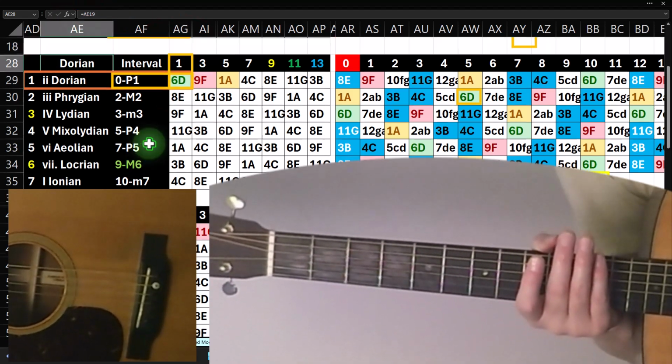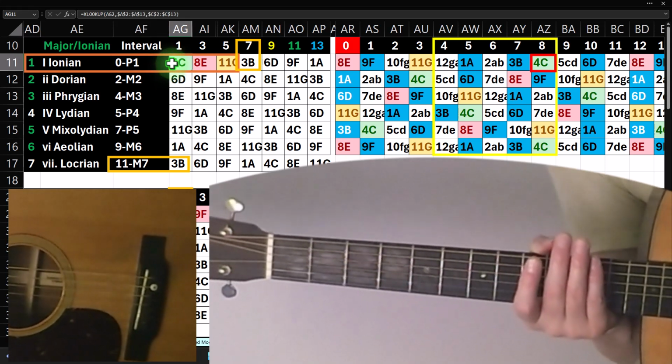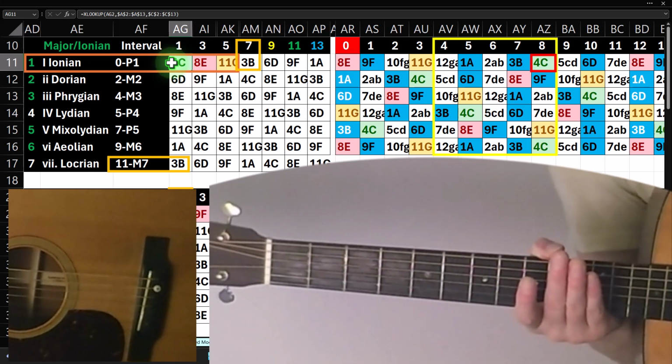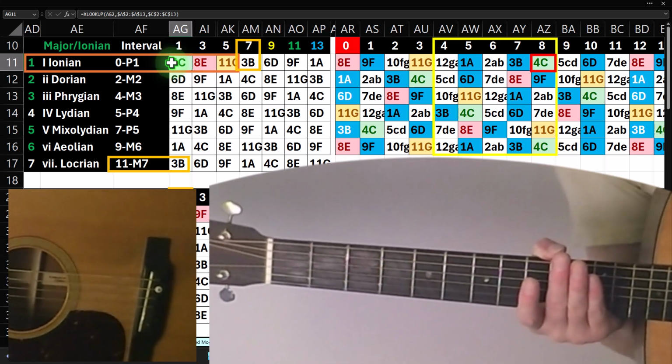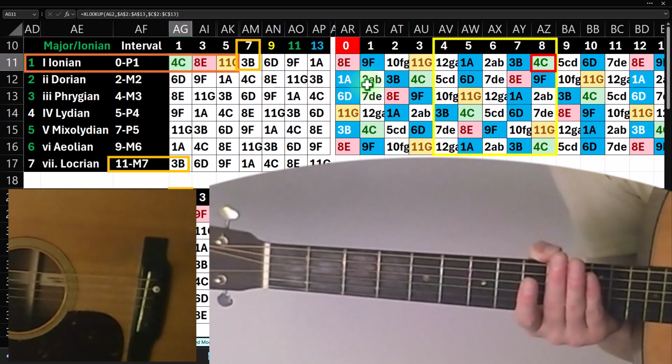Now, last time we looked at our C major. When we're thinking about the D Dorian, we have the same notes. It's the same shapes. However, we're looking at it from the perspective of the pivot point of the D as opposed to the C. So just a quick recap here.